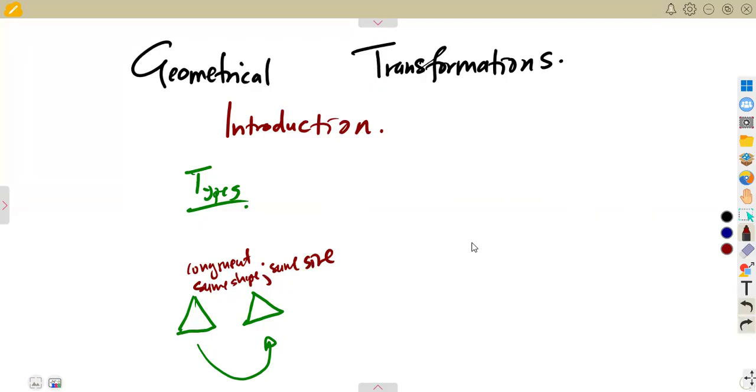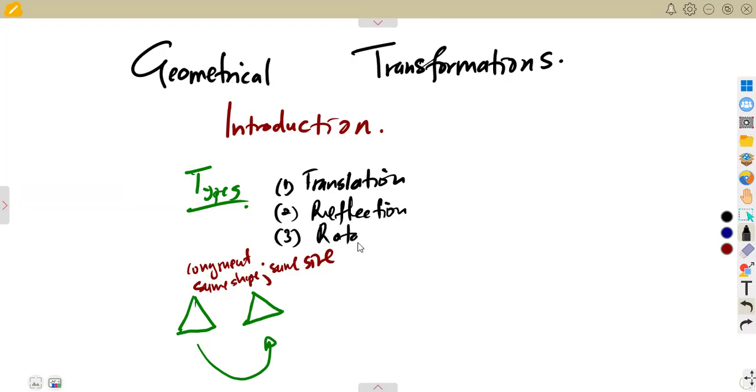It's not changed. That is where we are going to expect three types of transformations. The translation. Number two, the reflection. Number three, the rotation. I'd like you to think about these three, to think of a translation, to think of a reflection, because each is going to have its own property.